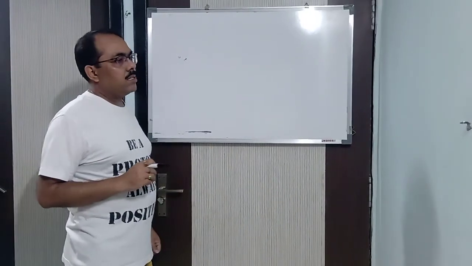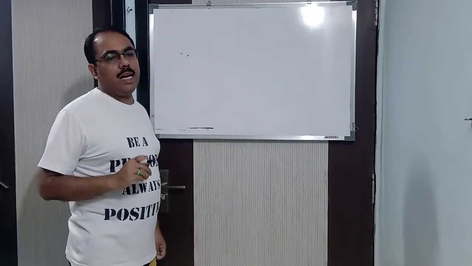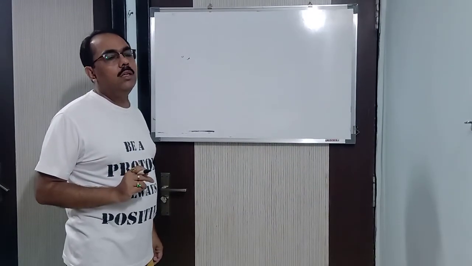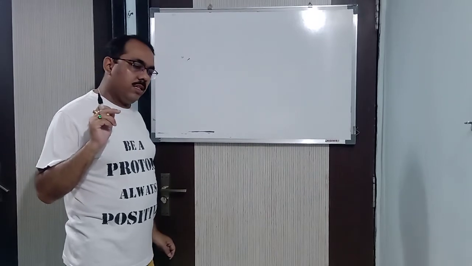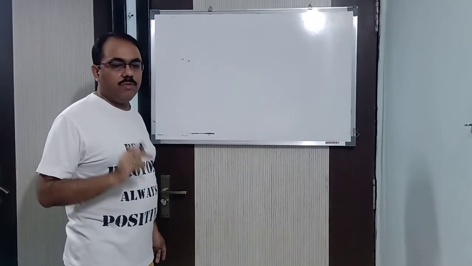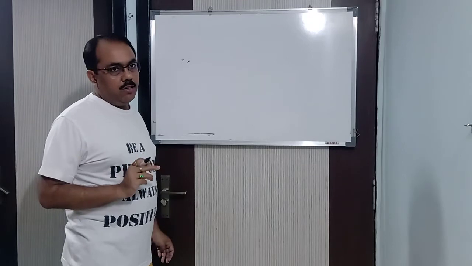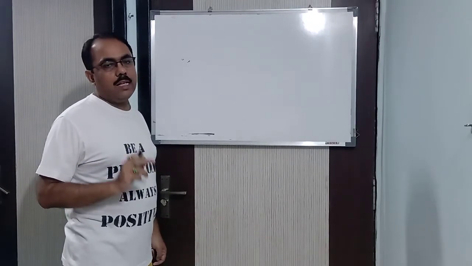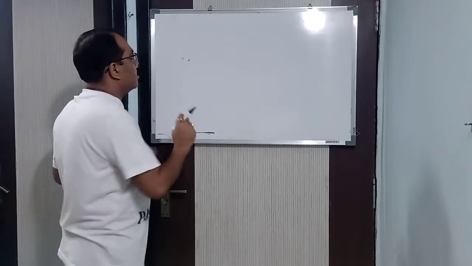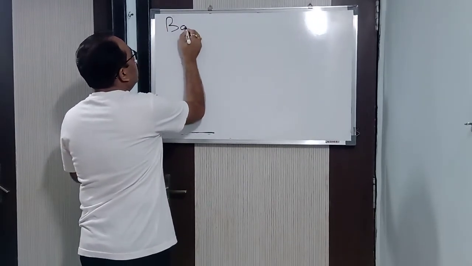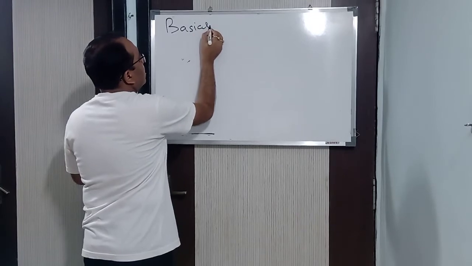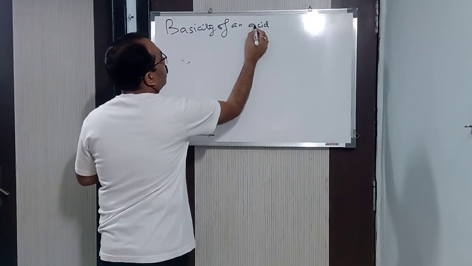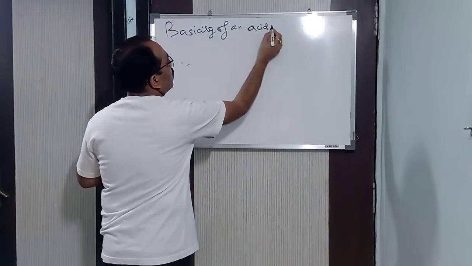So students, last class we did the classification of acids and bases. We did it on the basis of strength, on the basis of dilution, on the basis of the nature, on the basis of the source. Today we are going to do the basicity of an acid and the acidity of a base. First we will do basicity of an acid.